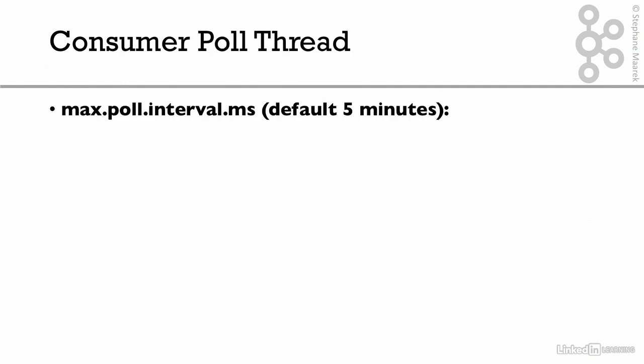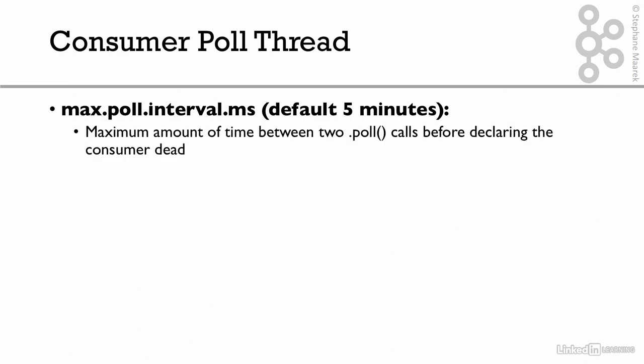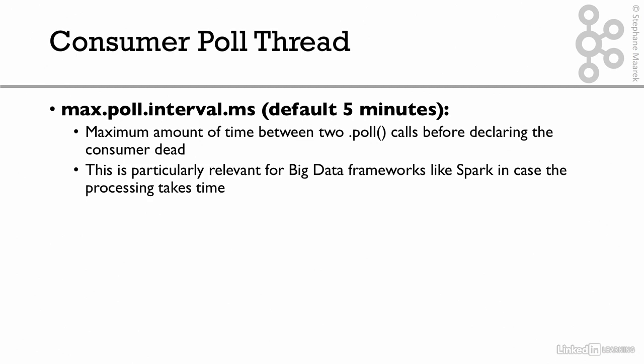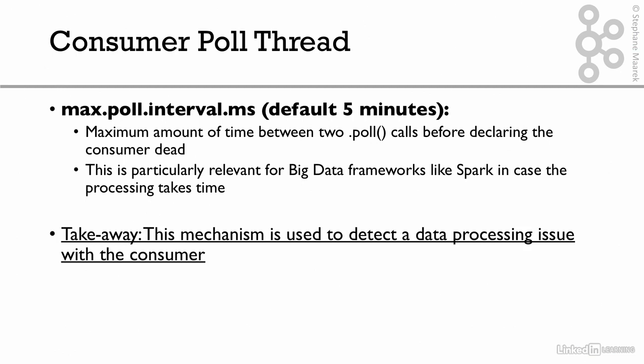Now for the poll thread, there's one big setting, which is max poll interval millisecond. By default, it's 5 minutes. And it's basically the maximum amount of time between 2 poll calls before declaring the consumer dead. And this is really, really relevant when you have a big data framework such as Spark, because if your processing takes more than 5 minutes before you do another poll request, then Kafka will think your application is actually hung up and not working well. And so it will kill your consumer and say you're not part of the group. So the takeaway is, if you use big data processing or if your data processing takes a really long time, then you maybe should change the max poll interval millisecond, or even better, make the processing faster and smaller.